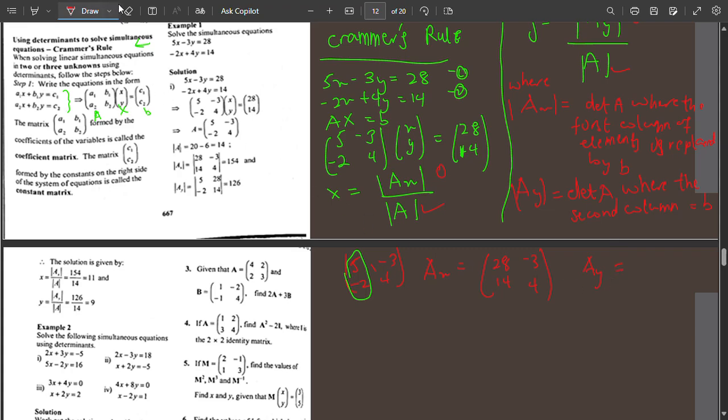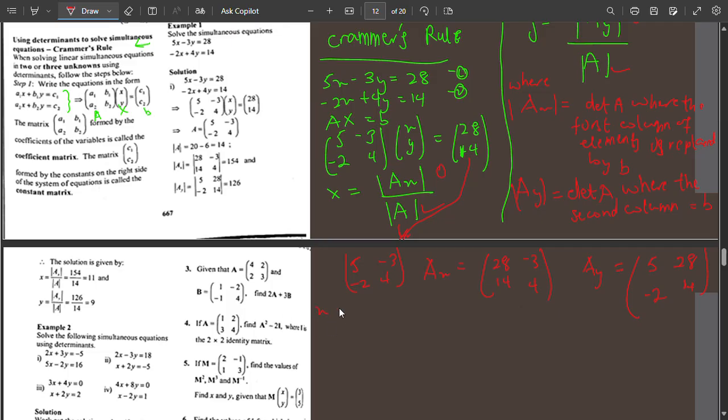Now let's see Ay. In Ay, we replace the second column of elements by B. This is B. That means B will come here and replace this. So we'll have 5, minus 2, 28, 14. Perfect. Now that we have Ax and Ay, we can find the values of x and y.